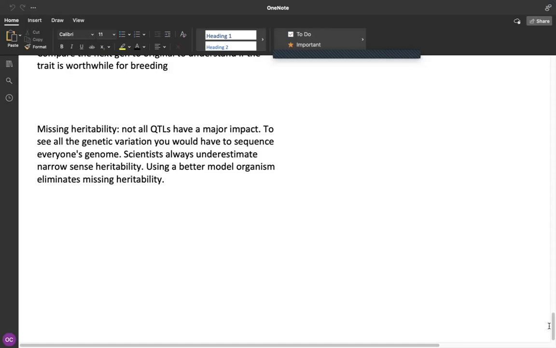So scientists essentially always underestimate narrow sense heritability. It is truly difficult to get a good grasp of just how much genetic variation plays a role in variation in phenotypes across the population. So if we can use a better model organism like yeast, for example, that can eliminate missing heritability, because we can have more control, and so it's easier to look at scientifically.